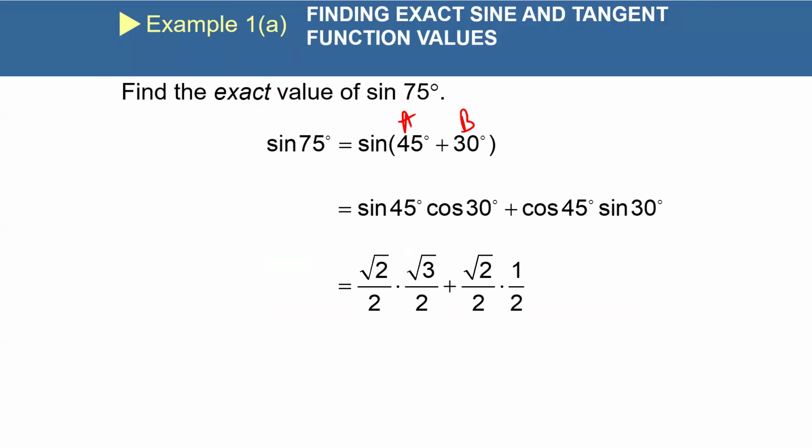Okay. And again, these are our ordered pairs on our unit circle for those angles. And when you are multiplying, it's numerator times numerator, denominator times denominator. So for our first term, we have square root of 2 times square root of 3 makes it square root of 6 over 4. 2 times 2 is 4. Square root of 2 times 1, all over 4. So we have square root of 6 plus square root of 2 all over 4.